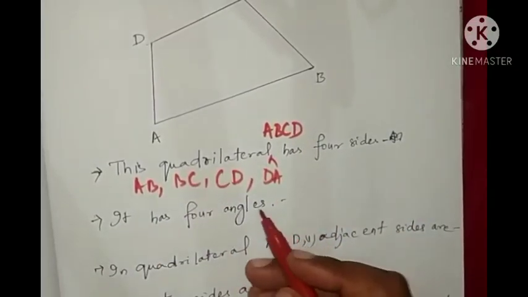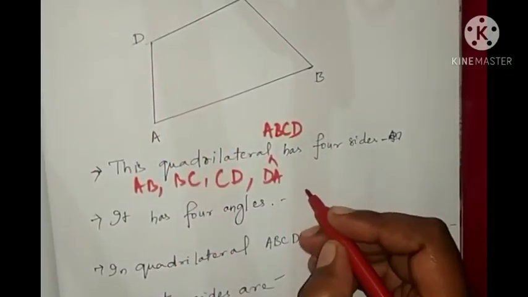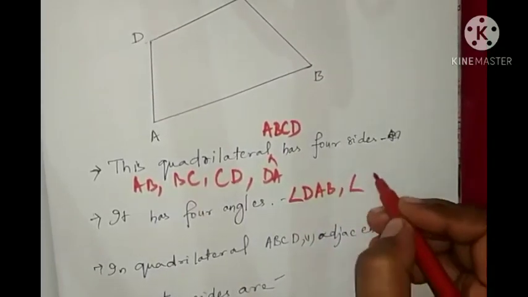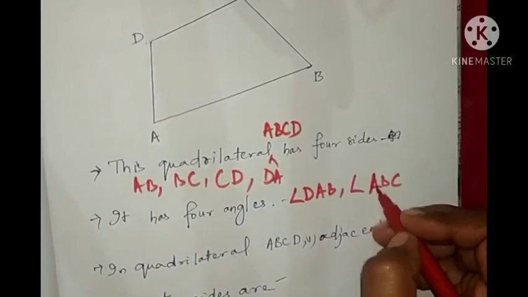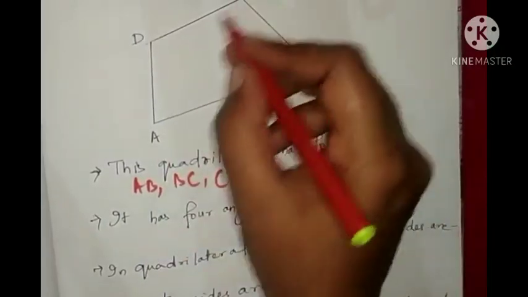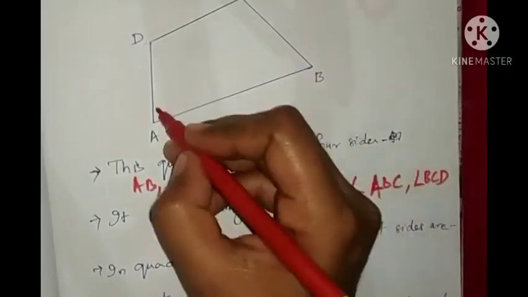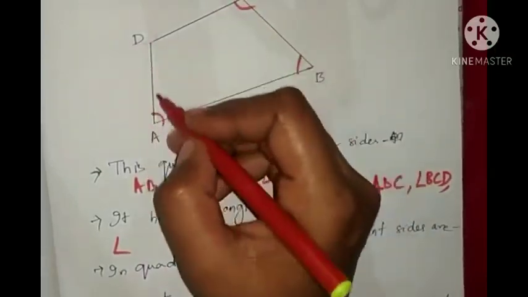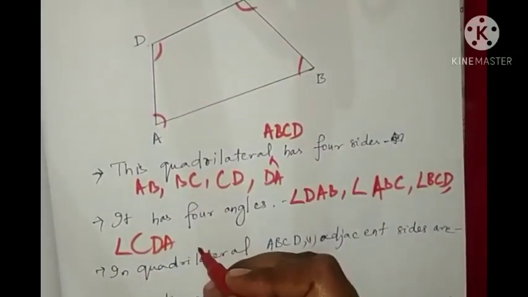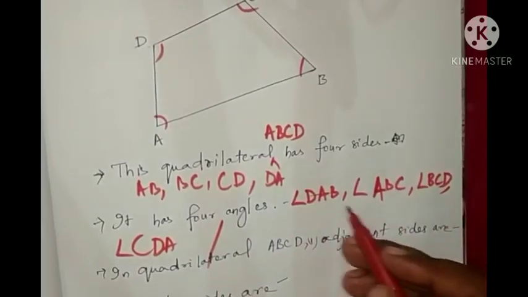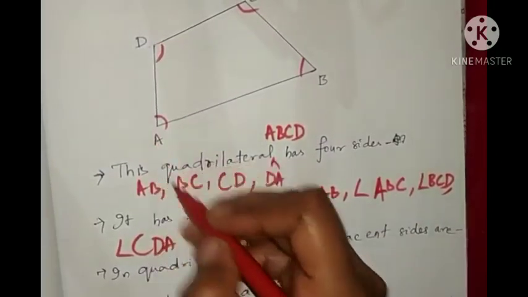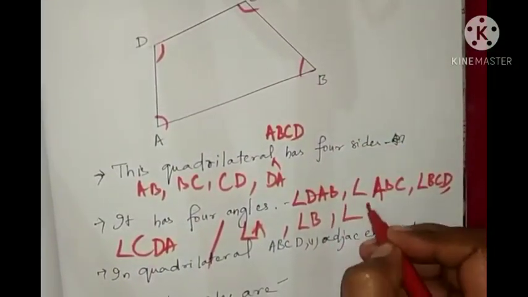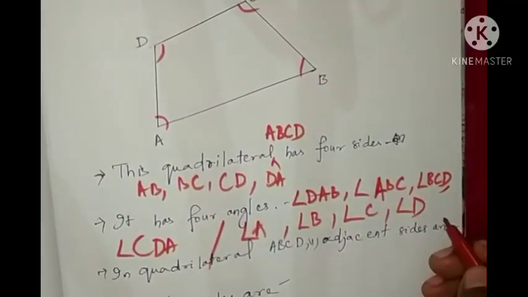Next, it has 4 angles. Angles are what? We can write angle DAB, angle ABC, angle BCD, and angle CDA. Instead of writing this in a longer way, you can simply write angle A, angle B, angle C, and angle D.